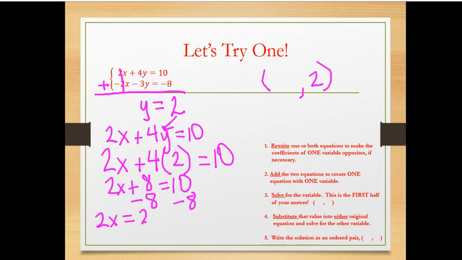2x is going to equal 2. We'll divide by 2. And x equals 1. So that's the x part of our solution. So our solution, our ordered pair, is going to be 1, 2. Okay?